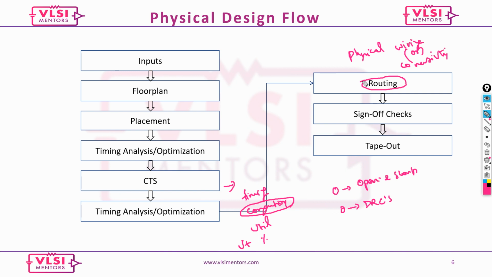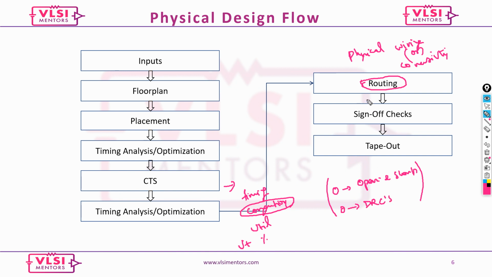Okay. So the moment you are in the routing stage, we would always look at only the opens and shorts and the DRC. Some people I have seen are looking at congestion even after routing. They come and say, Kumar, I have a congestion of 2%. And the only thing that I ask is, what is your opens and shorts count and the DRC count? That's a basic thing.